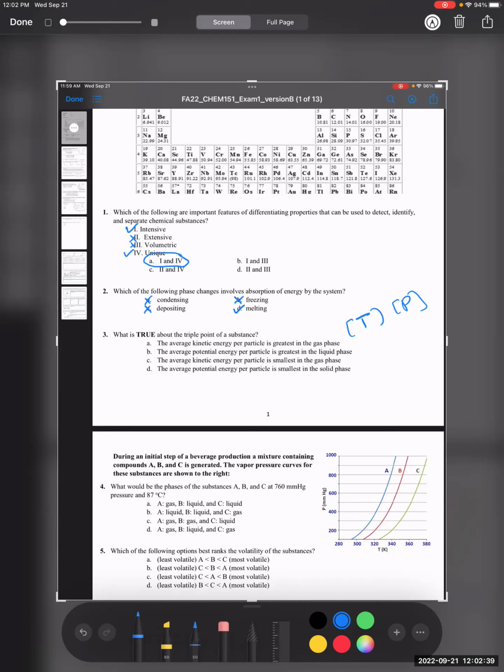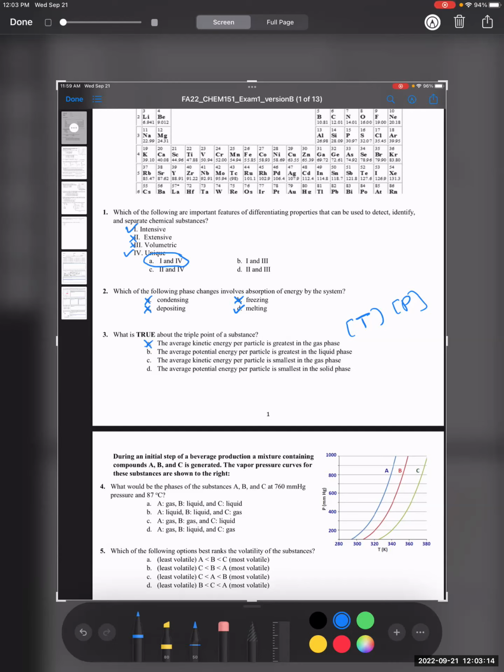The average kinetic energy per particle is greatest in the gas phase. Now, here's the thing: average kinetic energy per particle and temperature are related to each other. According to the particle model of matter, we define temperature. Temperature is a measure of the average kinetic energy. Because they are at the same temperature, all three phases should have the same average kinetic energy. Therefore, this is out.